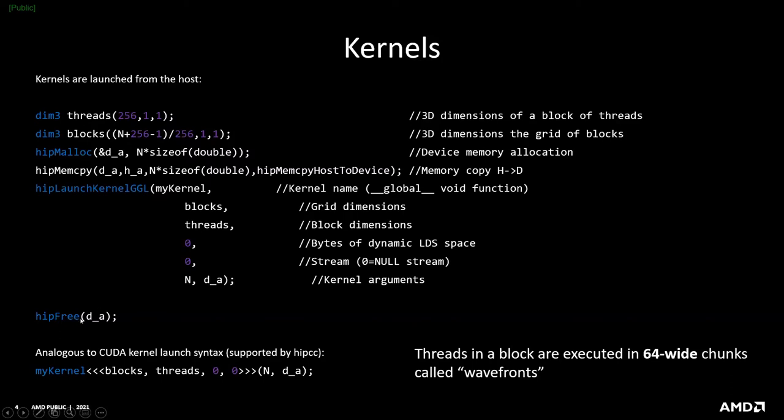And then you have to free the memory on the GPU at the end of the program to make sure that it doesn't stick. The only difference, if you're familiar with CUDA, this is not important for this talk, but the only difference between CUDA and HIP is that our blocks are executed in 64-wide chunks called wavefronts instead of 32-wide warps, as CUDA calls them. That's the only difference you need to keep in mind if you're porting your code from CUDA to HIP and you want to run it on AMD. Because if you want to run it on CUDA using HIP, this is not a problem.